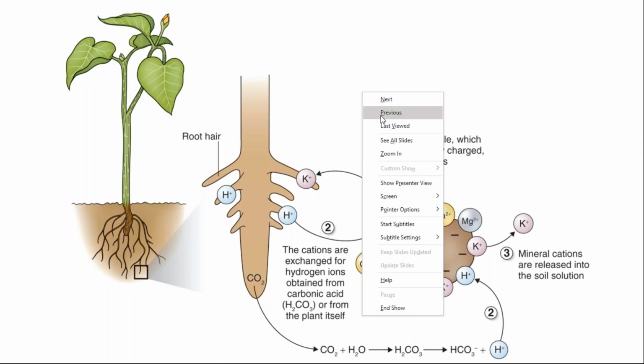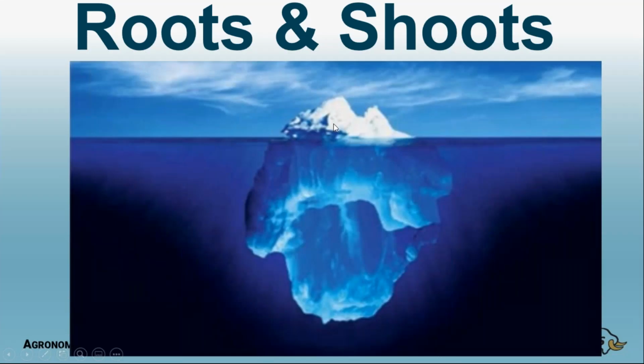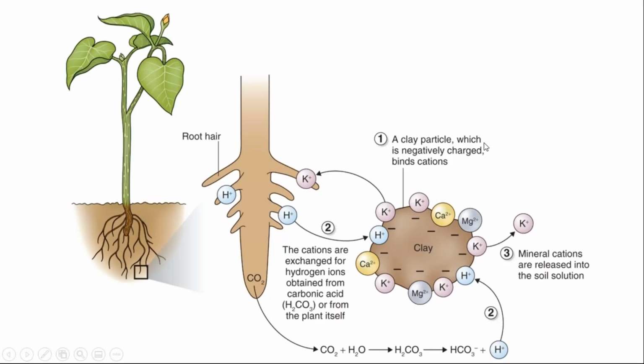I'll just go back here. So, I mentioned the shovel right up front. That's why you have a shovel, because most of your plant is underground. If you're not looking at what that's doing, you're getting only a top glimpse of where the real action is. So here's how plants in a general scheme take up nutrients.